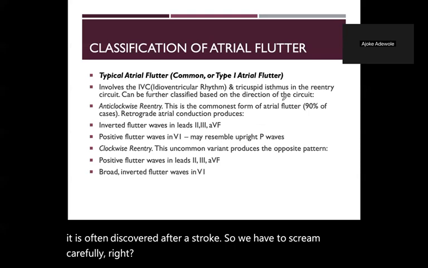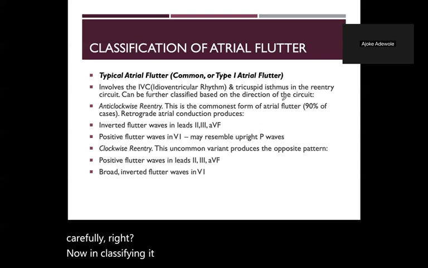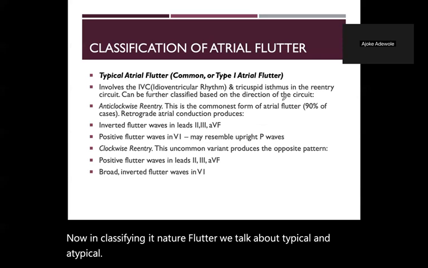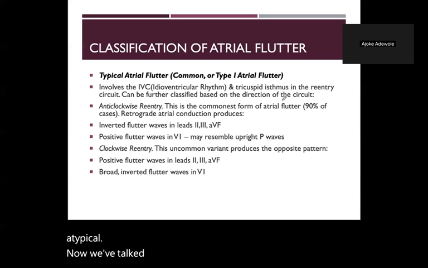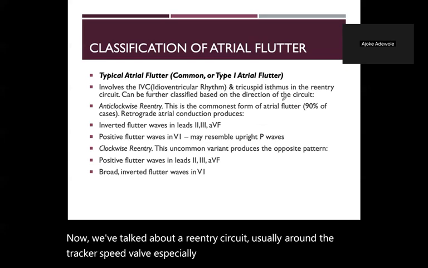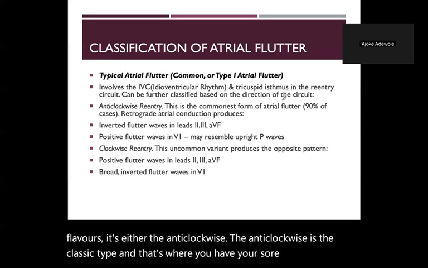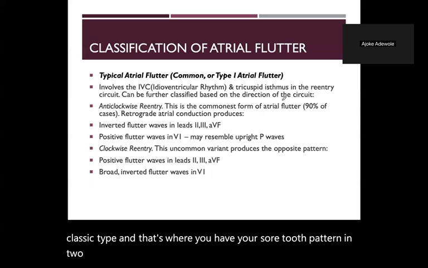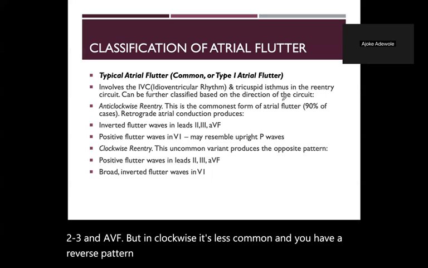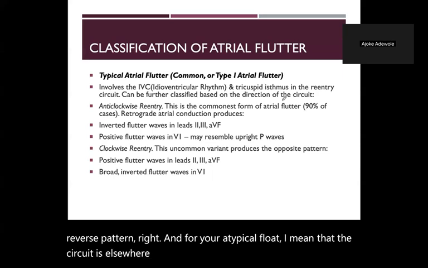Now, in classifying atrial flutter, we talk about typical and atypical. We've talked about a reentry circuit, usually around the tricuspid valve, especially the isthmus, and there are two flavors. It's either anti-clockwise, which is the classic type, and that's where you have your sawtooth pattern in leads 2, 3, and aVF. But clockwise is less common, and you have a reverse pattern, right? And for atypical flutter, it means that the circuit is elsewhere. It is less predictable and it is harder to ablate, basically.